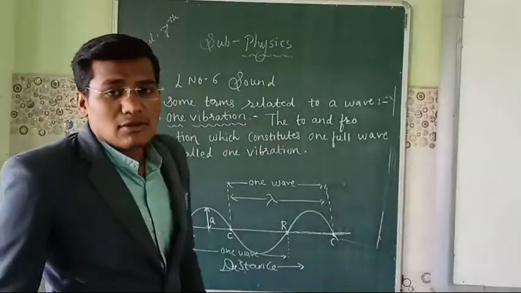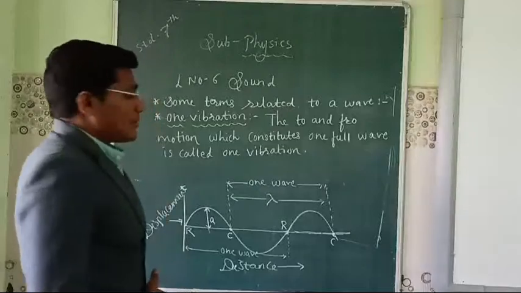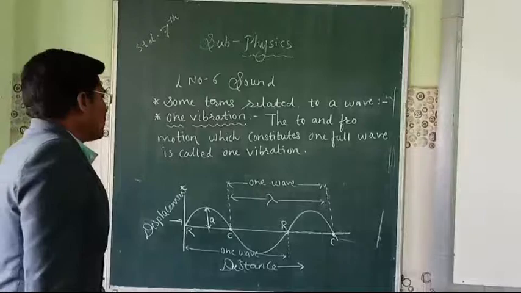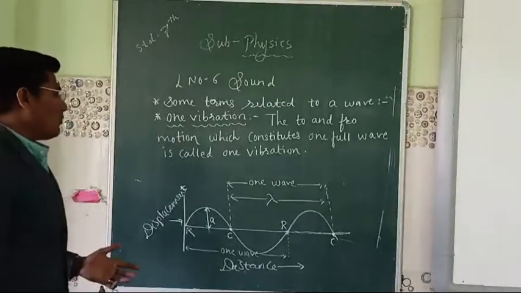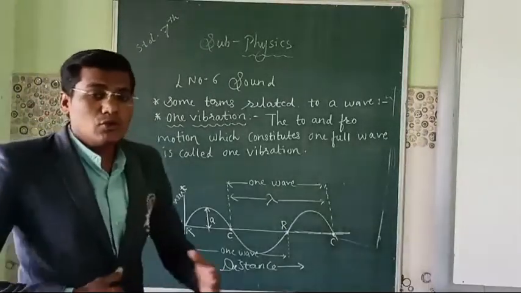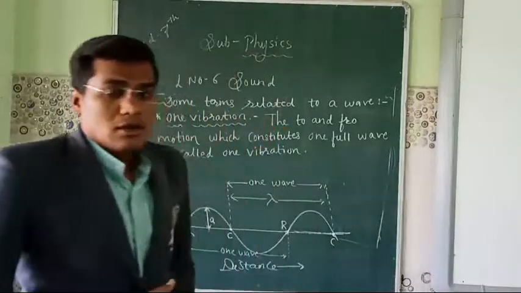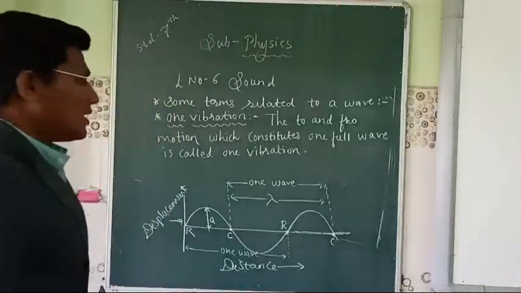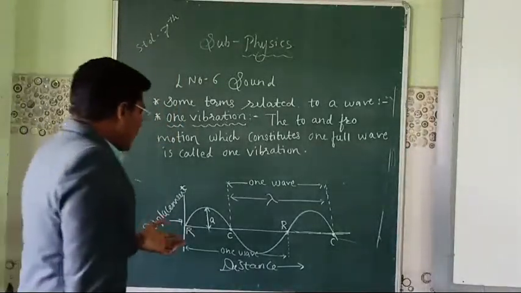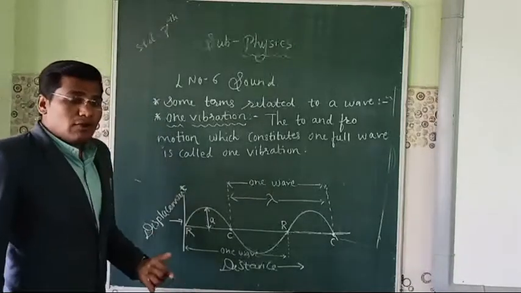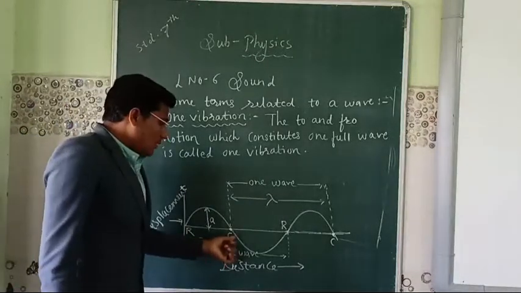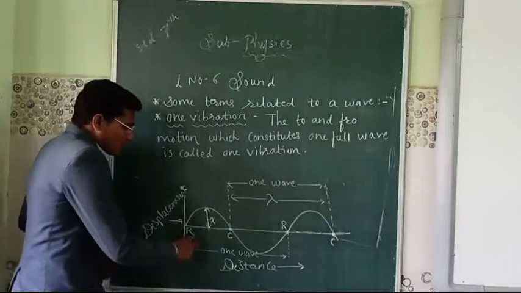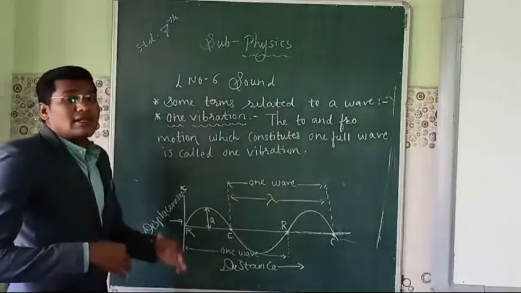So the first one is one vibration. So what is meant by one vibration? The to and fro motion of a particular body which constitutes one full wave is called one vibration. As in the given figure, one full wave is from one compression to the next compression, and from one rarefaction to the next rarefaction.